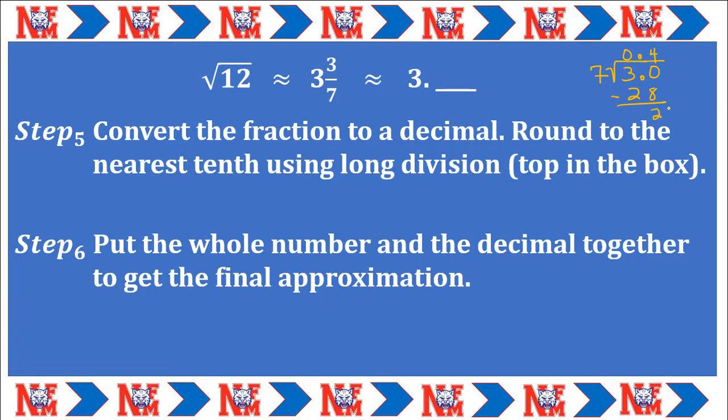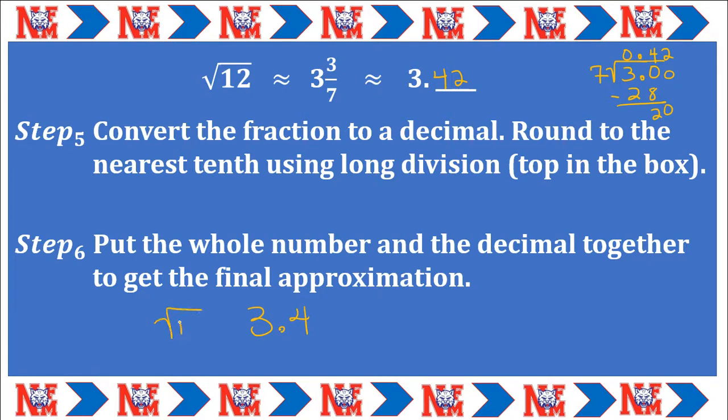We subtract, bring a 0 down, and 7 into 20 goes almost 3 times, but not quite. So we're going to say 0.42. So it's 3 and 42 hundredths, and we're just going to round and say 3.4.